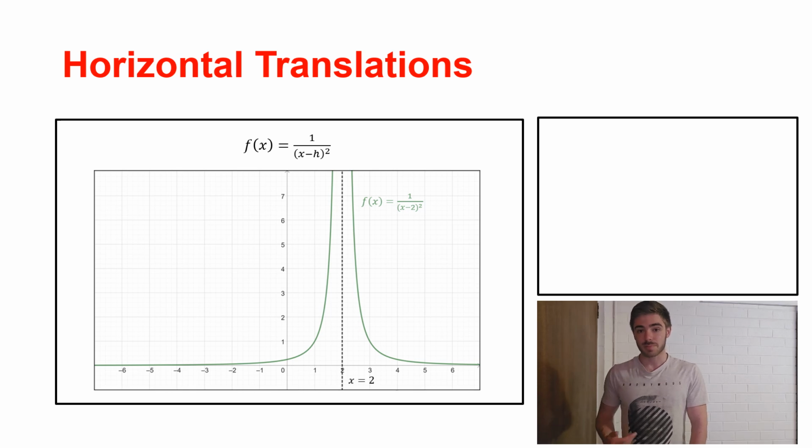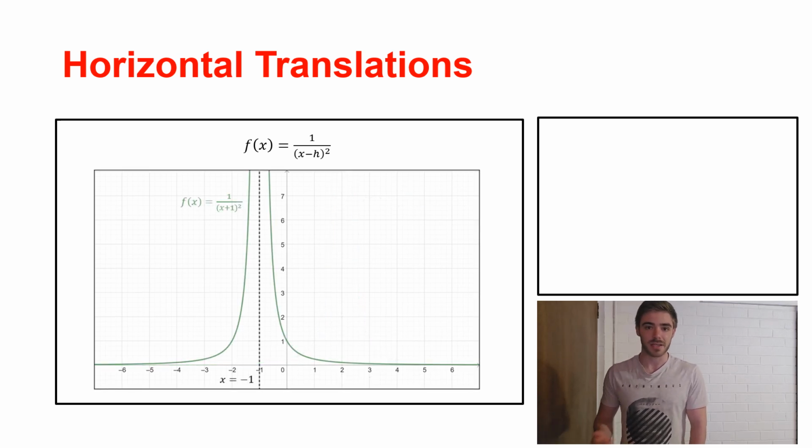If you instead had x plus h, then you would be shifting the graph to the left. In this example, we have x plus 1, meaning we're shifting the entire graph to the left by 1.